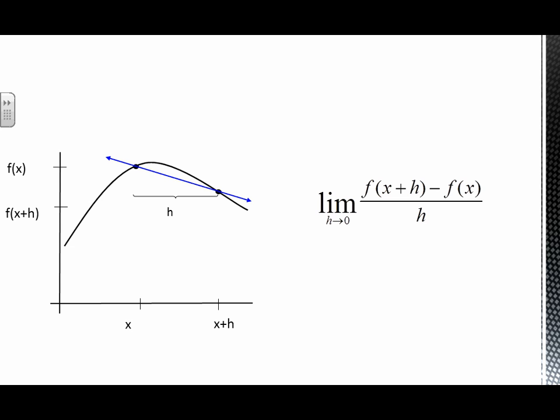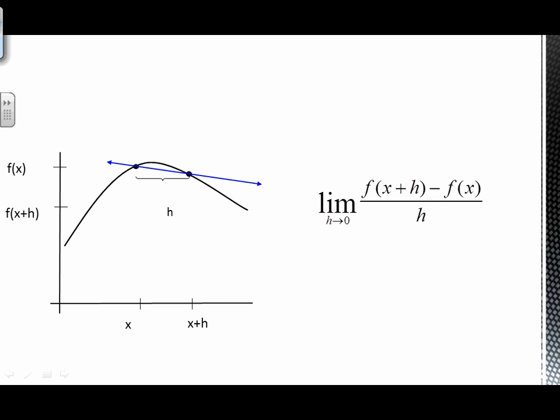Now, what is this? That is the difference quotient, right? So I have these two points on my curve, and we're taking the limit as h approaches 0. What does that mean in this picture? What are we doing with our points? We're bringing them closer together.